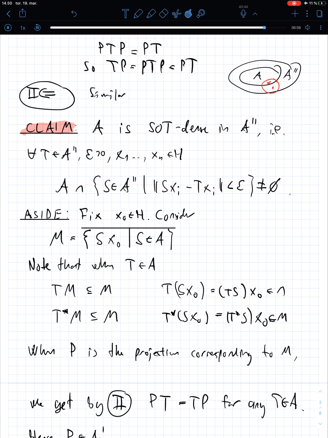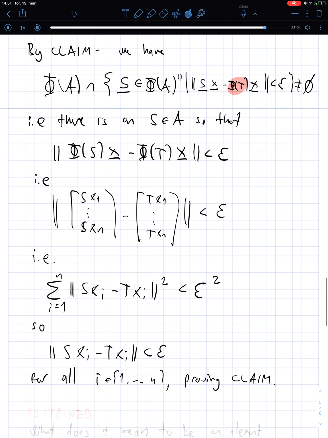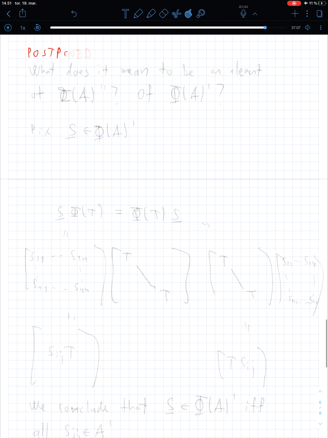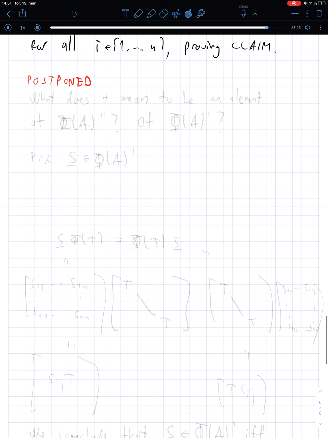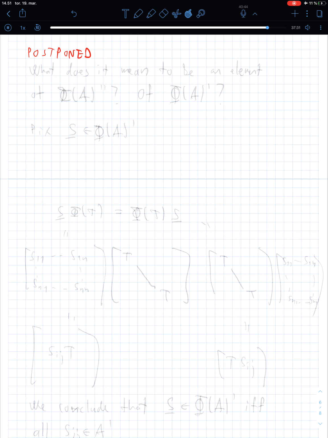But I still have the postponed observation. That is the only thing I need to do now, because I proved the claim, right? So the claim means that A is strongly operator dense in A double prime. So that means that A double prime has to be contained in the strong closure of A, which was the implication that I needed. So let's just see what it means.